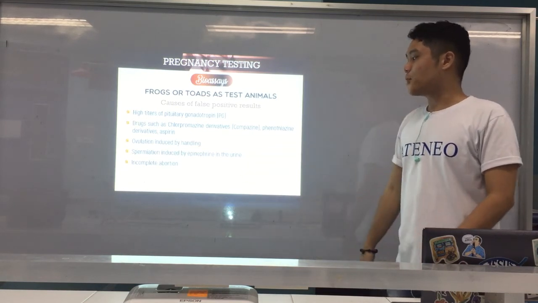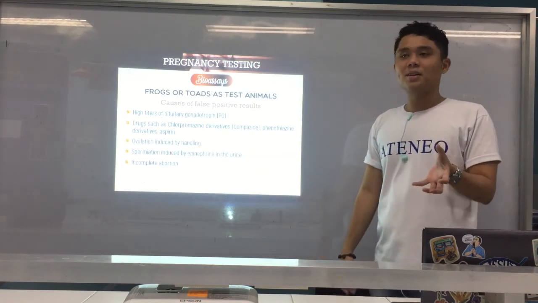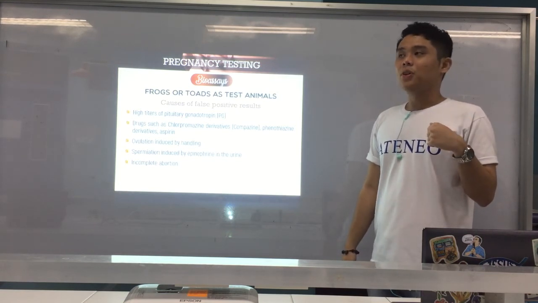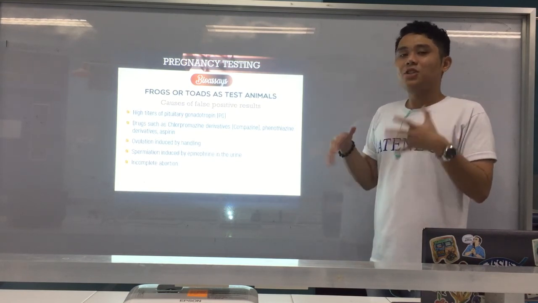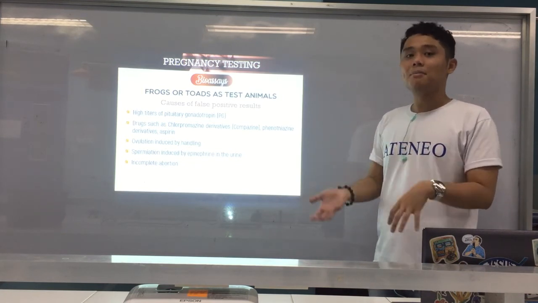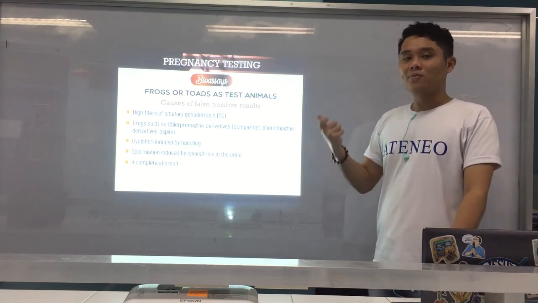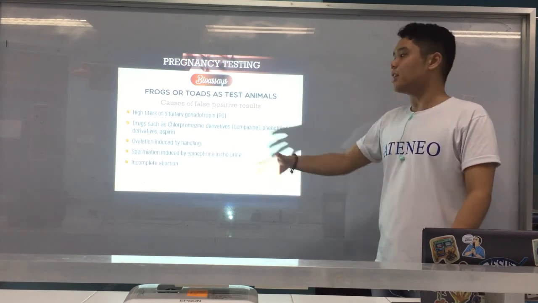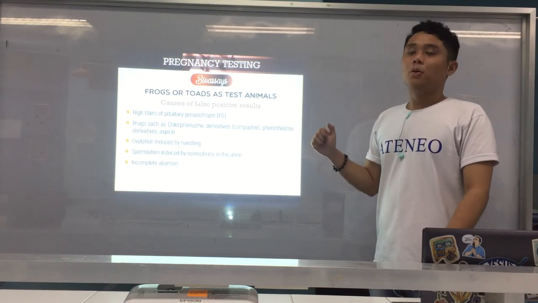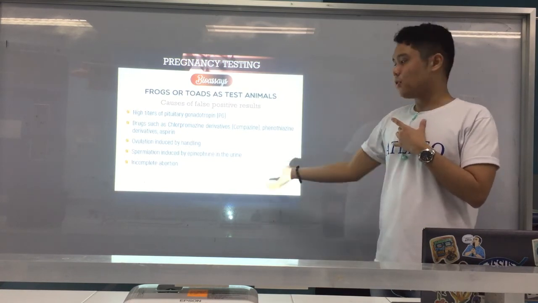Spermiation induced by epinephrine in the urine. So for example, your patient is agitated, and then he released epinephrine in the urine, or maybe he was taking epinephrine medication. So if it is injected into the frog, that could induce ovulation or spermiation, which is not caused by the HCG. So it's a false positive.